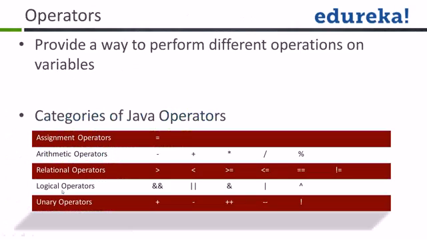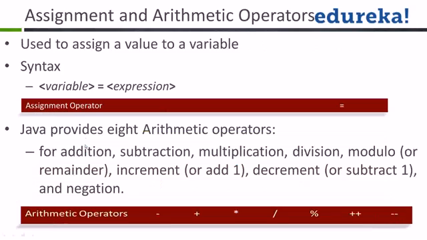There are 5 basic categories: assignment operator, arithmetic operator, relational operator, logical operator, and unary operator. We'll start with the very first one. We'll go through every category. First of all, we'll start with the assignment operator.